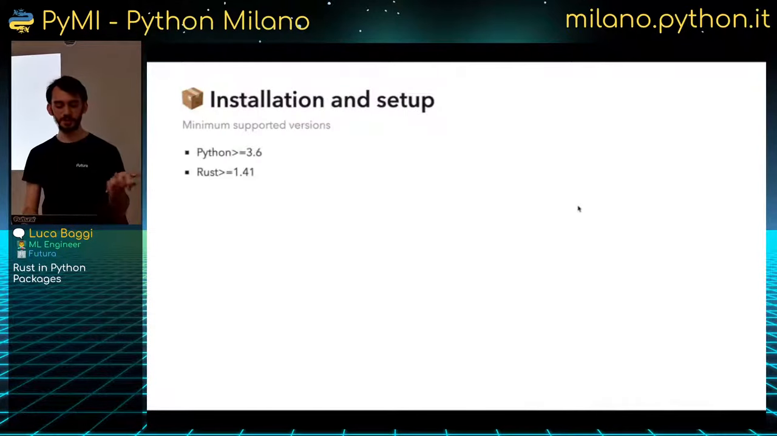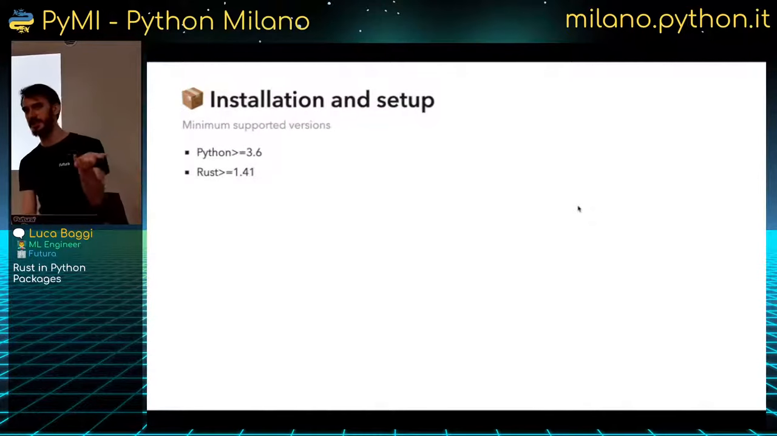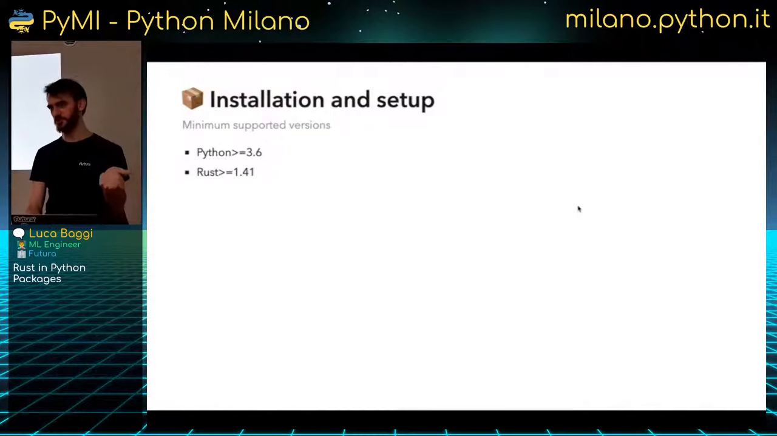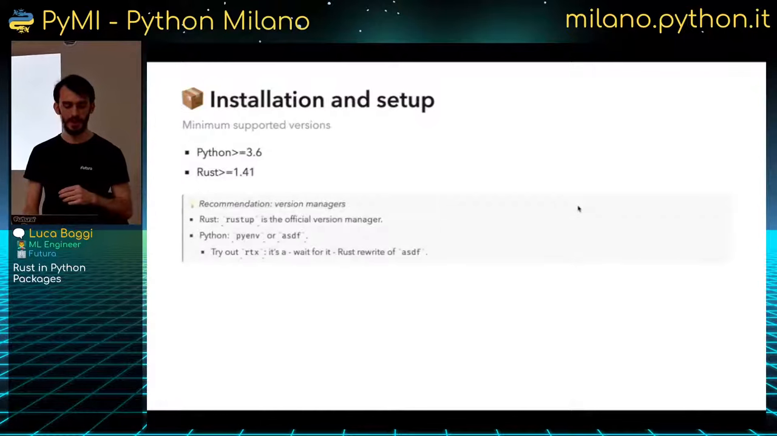So how do we install it? We need to be using at least Python 3.6. Maybe not just for this reason, okay? There are many good reasons to be using a much more recent version. Also a 1.4 version of Rust. I think Rust right now is like 1.6, so that's quite recent. You can use, and you should use, a version manager for these kinds of projects. There is Rustup, which is the official version manager of Rust. That's wonderful.